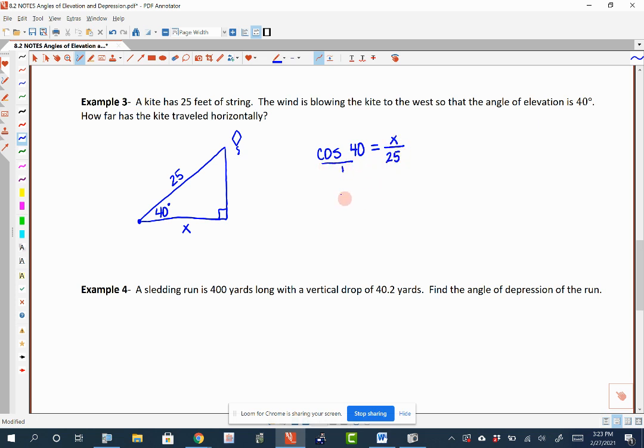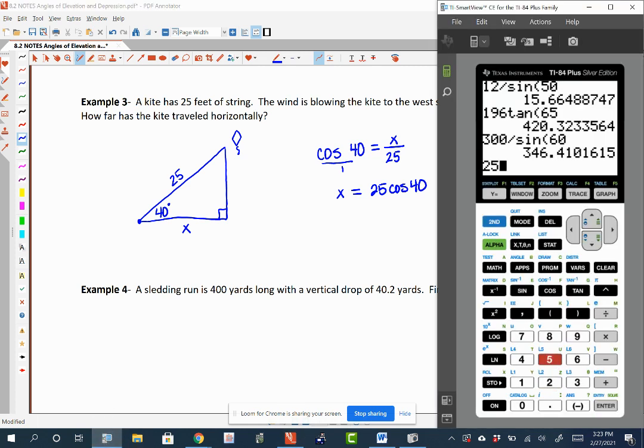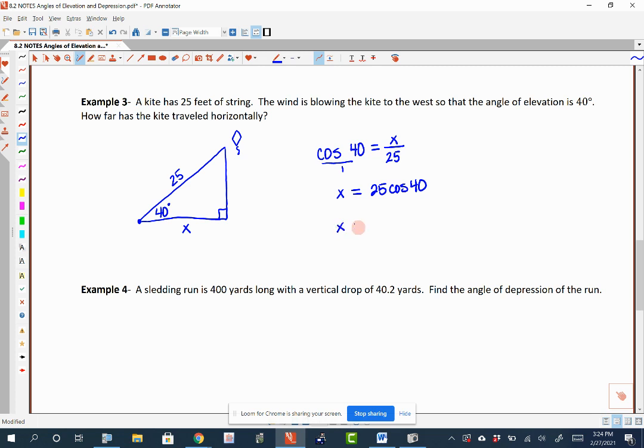So we cross multiply. 1 times x, 25 times the cosine of 40. So I use my calculator to help me take 25 times that ratio for the cosine of 40 degrees. So my kite has traveled horizontally about 19.2. Looks like, again, we're in feet. X is about 19.2 feet.